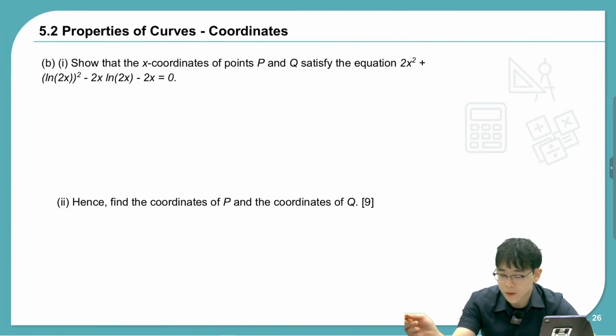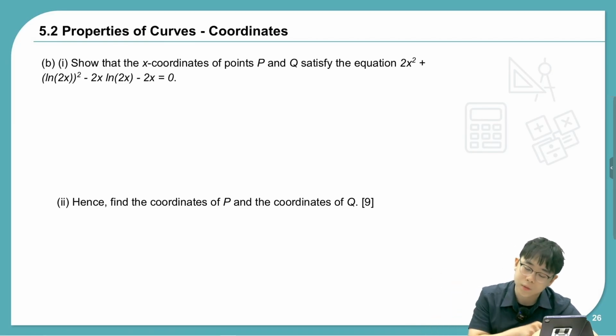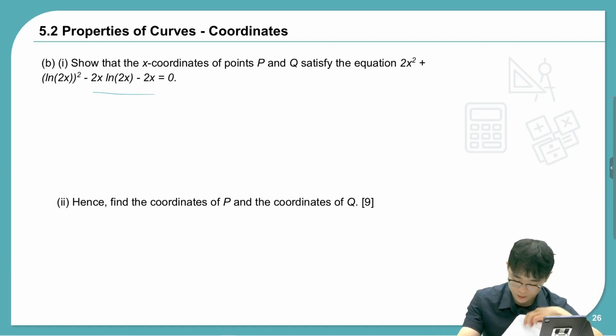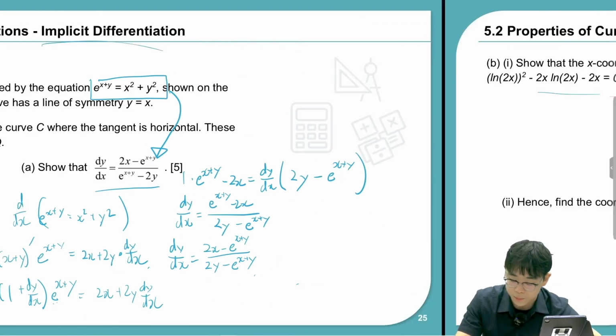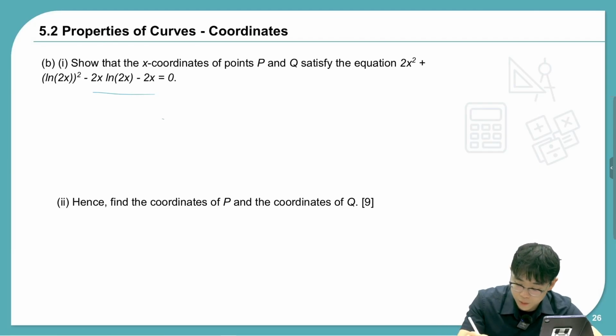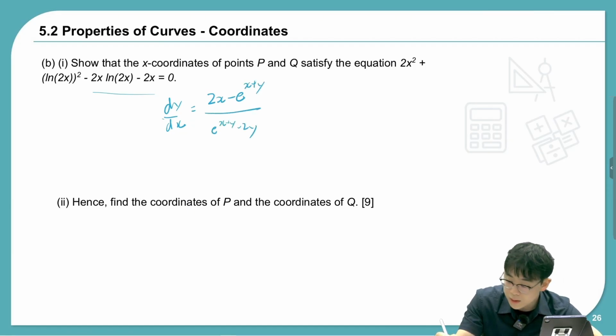Next, let's show that the coordinates of P and Q will satisfy 2x squared plus ln 2x squared minus this expression right here. So we would start off by basically solving for P and Q, right? So P and Q are actually the local minimum and maximum points. So we actually wrote dy over dx. That's going to be 2x minus e to the power of x plus y all over e to the power of x plus y minus 2y. So we basically want to set this equal to 0 to find P and Q. Okay.